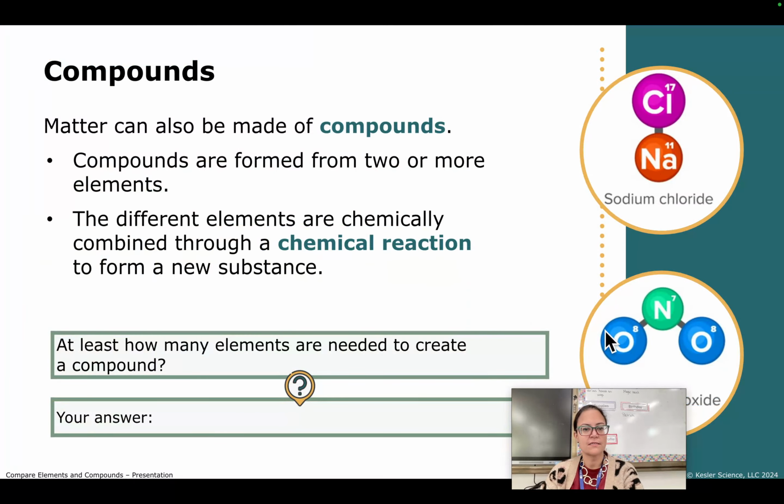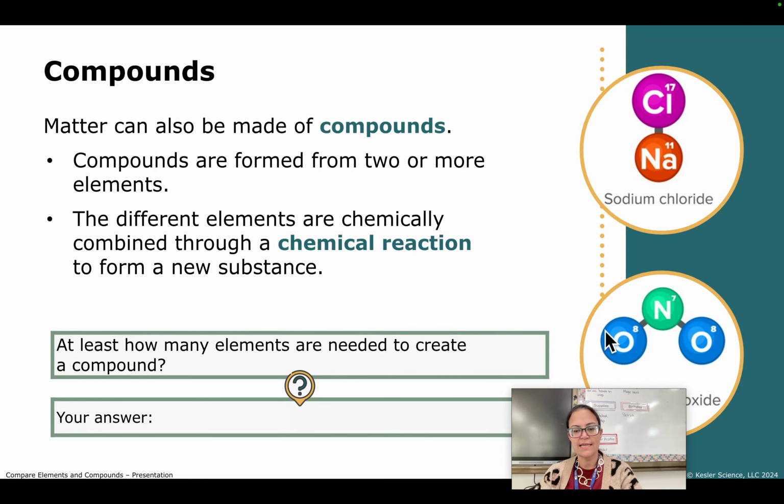All right, so compounds. Matter can also be made of compounds. And compounds are formed from two or more elements. So the different elements are chemically combined through a chemical reaction to form a new substance. And again, we will talk about bonding and chemical reactions later.